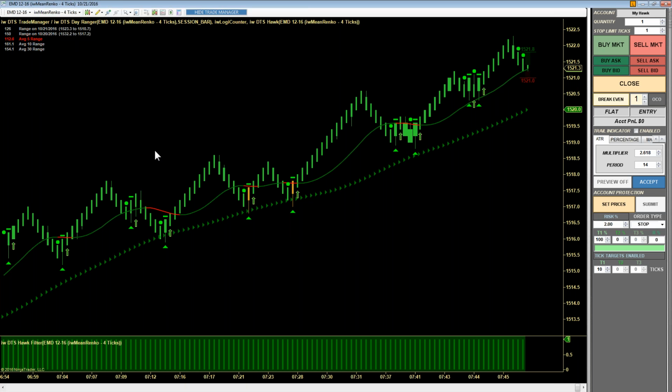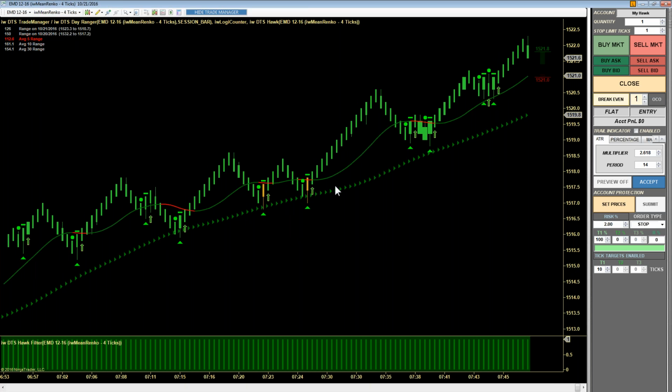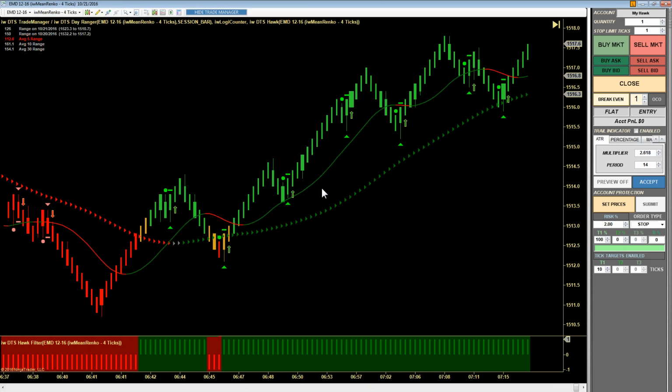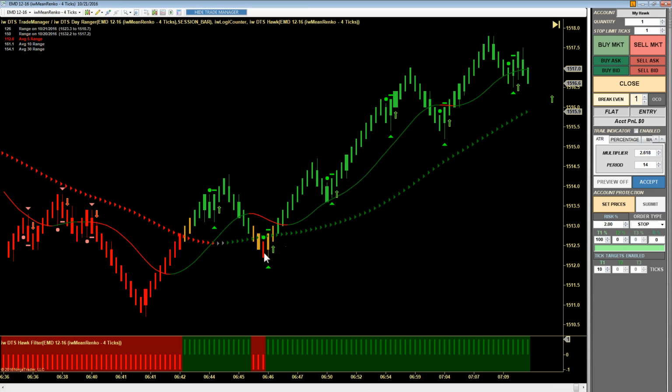Now, I've got this on the alternate setting, so don't freak out if it doesn't look like yours. But you can see just great follow-through here this morning. Market picked a direction out of the open. Red bar buy signal down here.